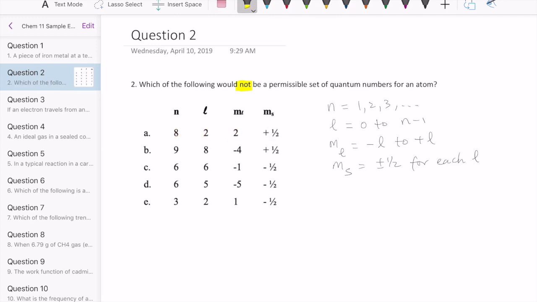Let's take a look at the second one. 9, 8 is less than 9, so that's good. Negative 4 is a possibility because it goes from negative 8 to positive 8. Plus 1/2, of course, is fine as well. So that's also good.